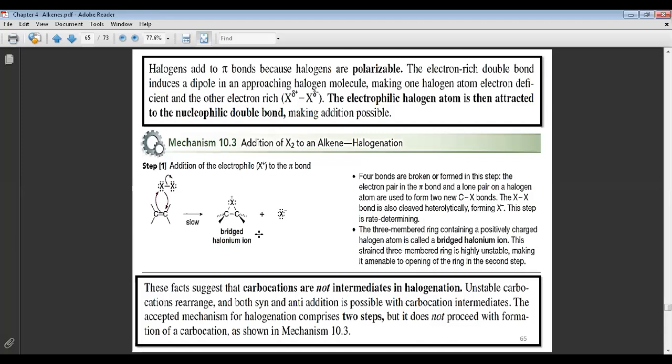Okay. Here, don't forget this is the intermediate, and the carbocation is not an intermediate in the halogenation. Yes, and don't say we have a carbocation here. Okay, there is no carbocation in this mechanism.